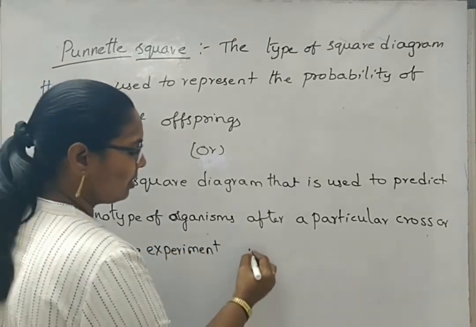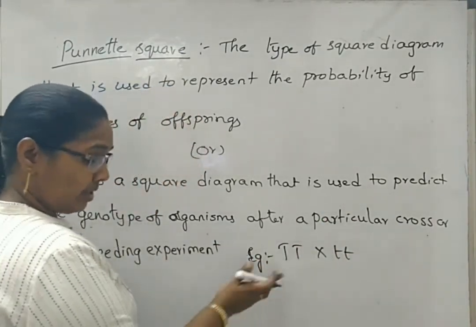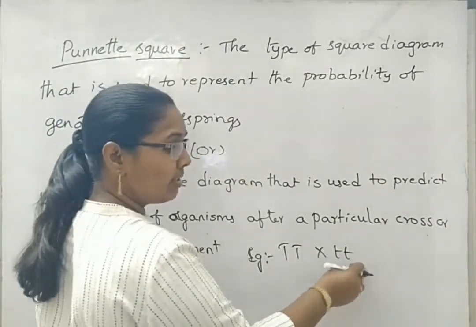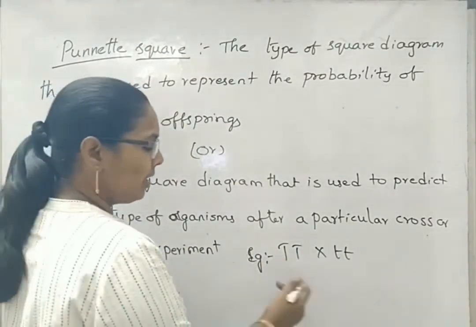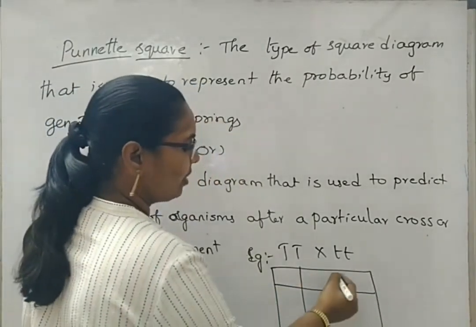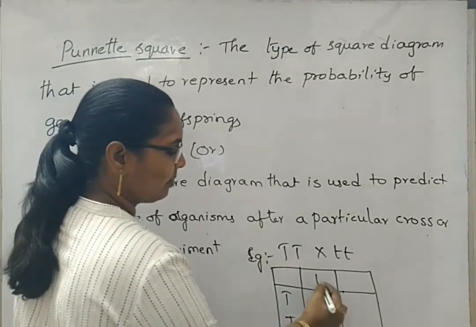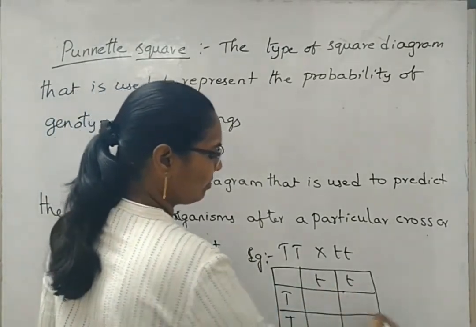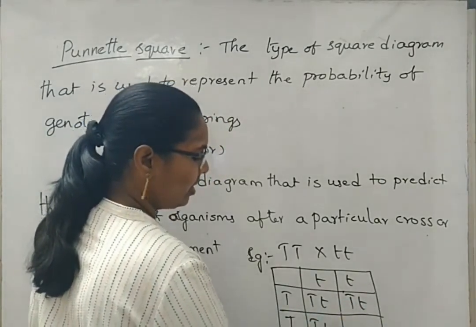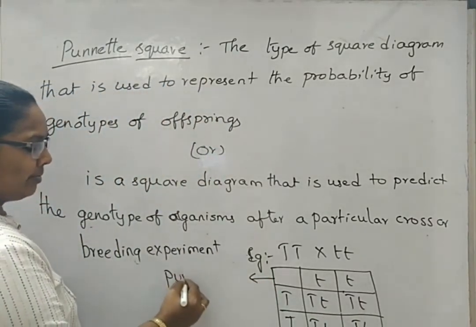Here, suppose we take one example, capital T crossed with this one. Actually, we have to call them homozygous dominant alleles crossing with homozygous recessive alleles. We should actually call them like that even when we are talking about the genetics topic. But for your convenience, I am saying capital T, small t. Please don't mind. So capital T, this one, homozygous dominant and recessive alleles. Now, this is considered as the Punnett square.